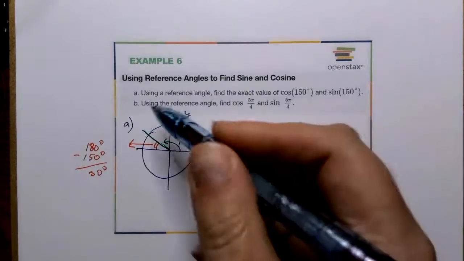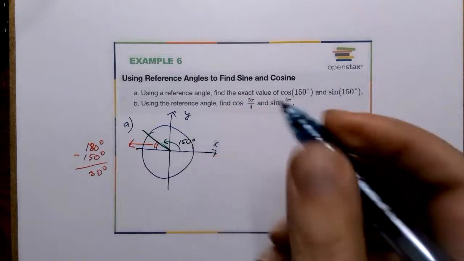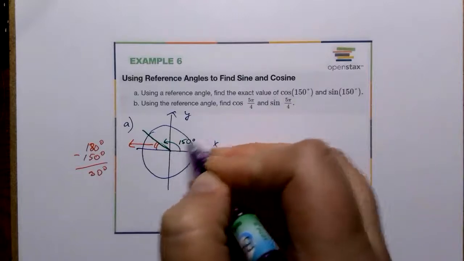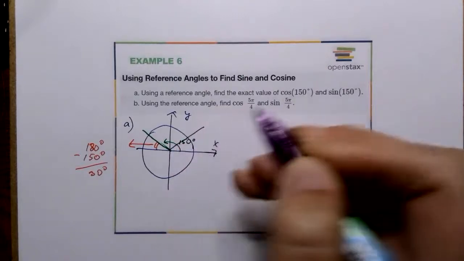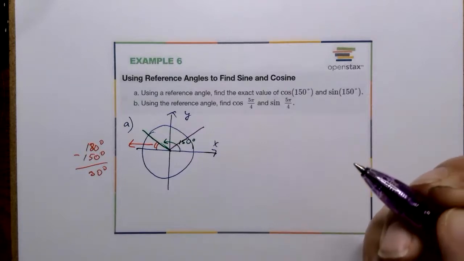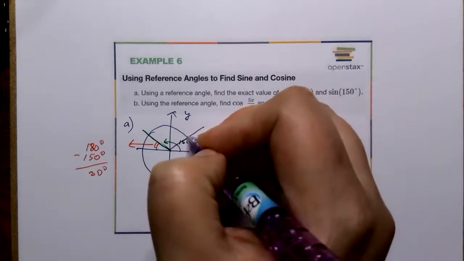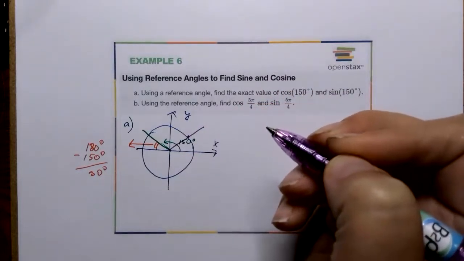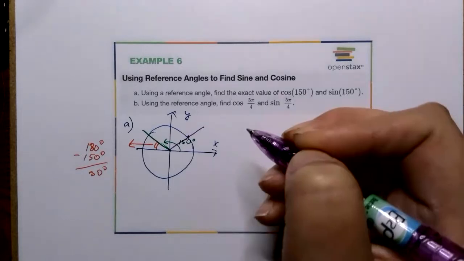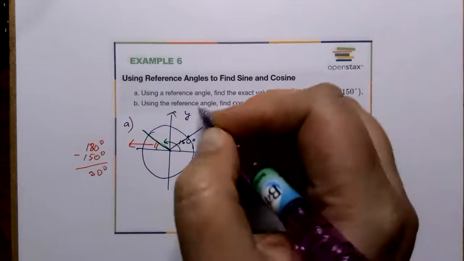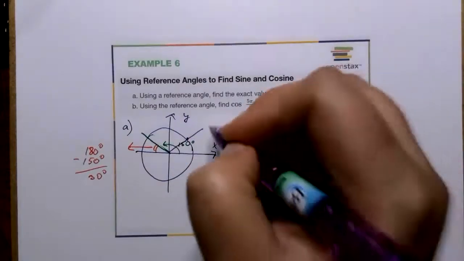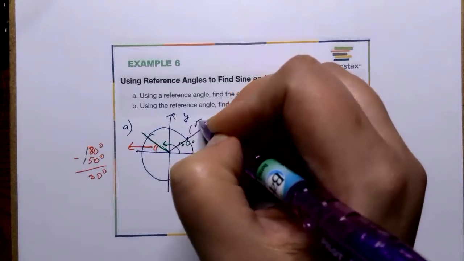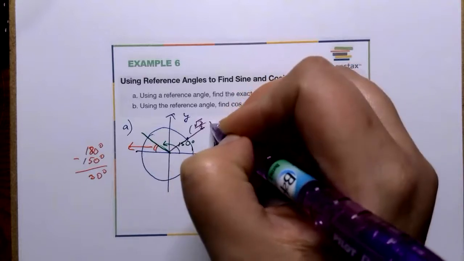Now, in order to figure out the x and y coordinates of this angle, we're going to look at a symmetric angle in the first quadrant right here. So this is going to be our reference angle. And we know from previous videos that the x and y coordinates of this point for a 30-degree angle would be square root of 3 over 2 and 1/2.